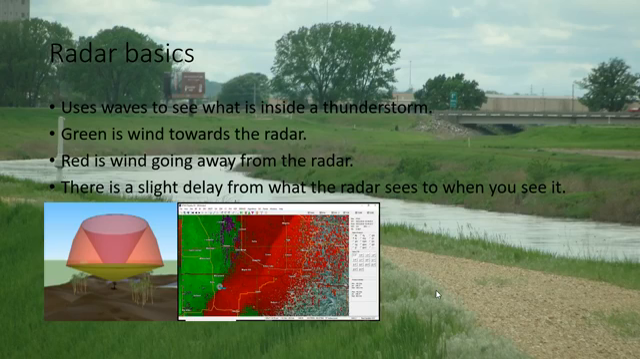Well, let me take a closer look here. Green over here on your left hand side is wind going towards the radar, and red is going away. The deeper the red, the deeper the green, tells you how fast it's going, the intensity of it.